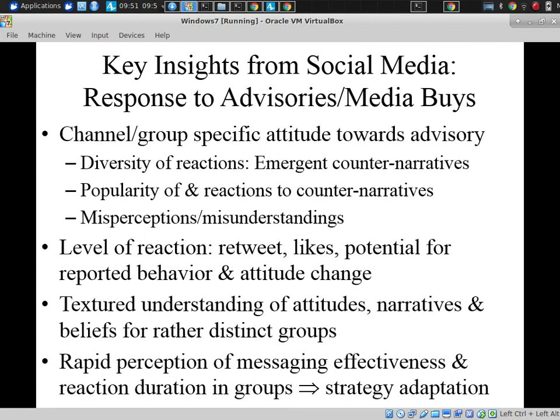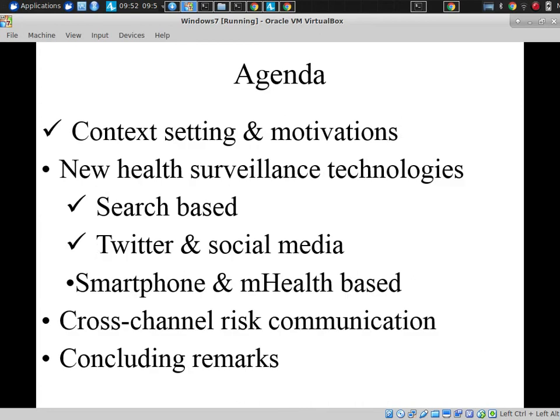And it can give you a sense of misunderstandings or misperceptions that are coming from the media buy that can be very helpful for shaping your communication. This notion of adaptive communication tied in with surveillance: we notice what the discourse is in response to our messaging, and we respond accordingly, refining our strategy, building trust in areas where it seems to be lacking. We can get some understanding of the attitudes and beliefs associated with different subgroups, and we can react accordingly.